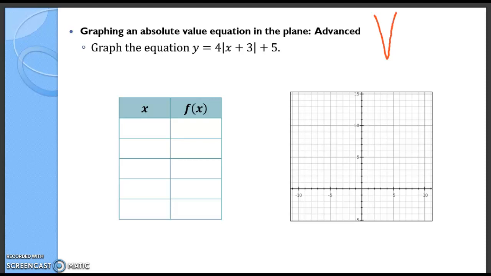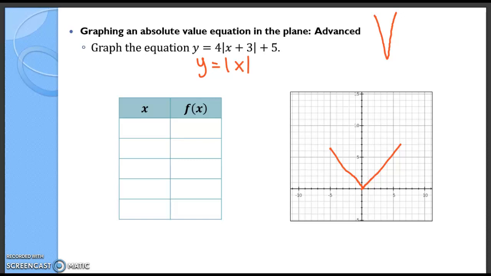the parent function is always going to be a V. Anytime you see an absolute value, you are always going to have a V. Not a U, not a straight line, okay? A V. Now, the parent function, y equals the absolute value of x, looks like this.